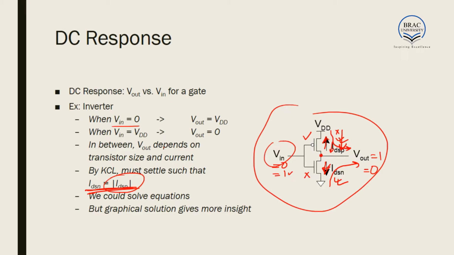Now we can solve this equation, but we know that the currents of NMOS and PMOS depend on a lot of factors, for example, width, length of the channel, mobility, VDD and so on. So solving them is a really tedious and difficult task, but we can approach a graphical solution, which will give us more insight and make it easier to understand what's happening in the circuit.